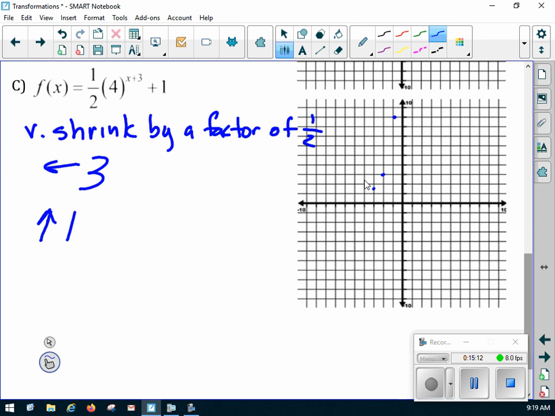I'm not going to draw that quite yet because I'm not quite sure where my horizontal asymptote is. Why is it y equals 1 this time? Because it was at the x-axis, but it got moved up 1. You dot that asymptote in. It's right here. Now you know what that looks like. Looks like this.